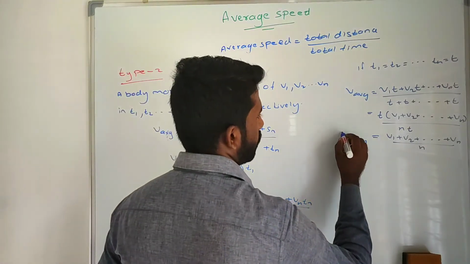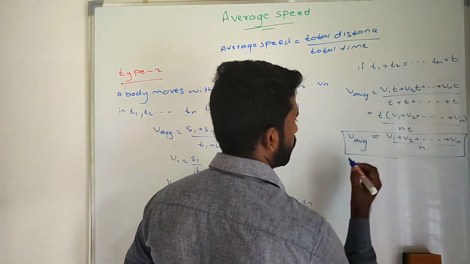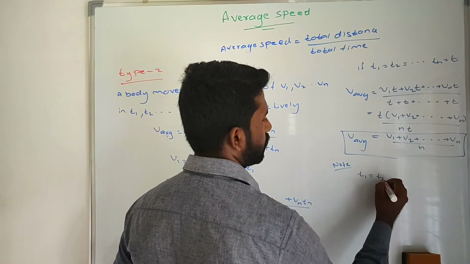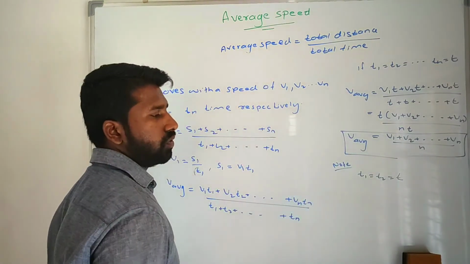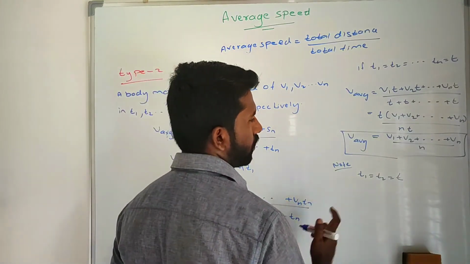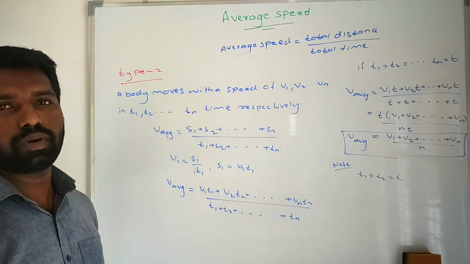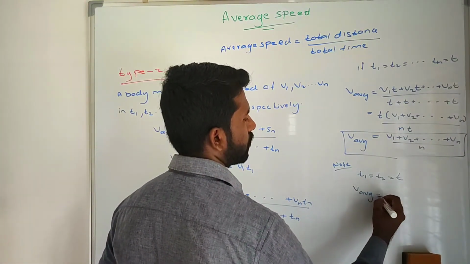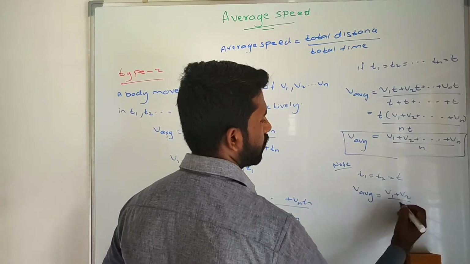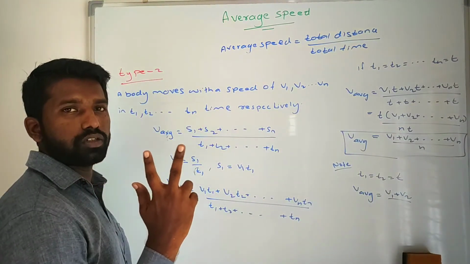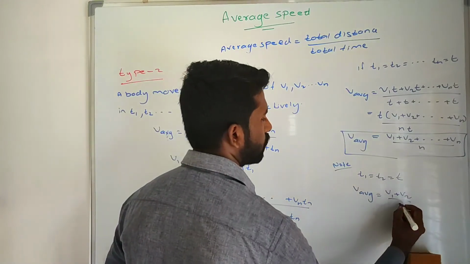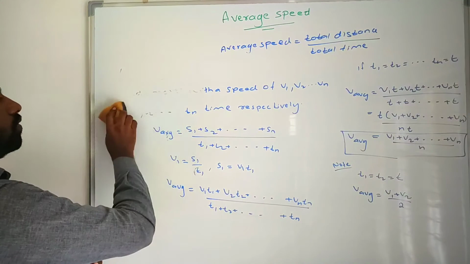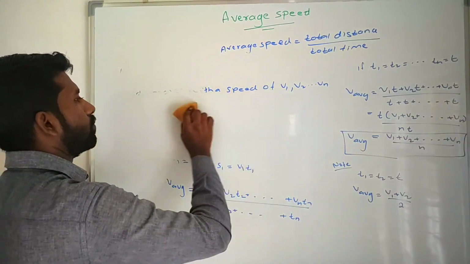Before seeing how the problem may come, we will take a special case here: T1 is equal to T2 is equal to T. Only 2 times are given, that is, the total time is split into 2 equal halves. Then V average is equal to V1 plus V2 divided by 2. Then we will see how the problem may be asked in this type.